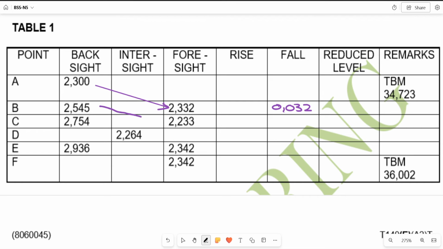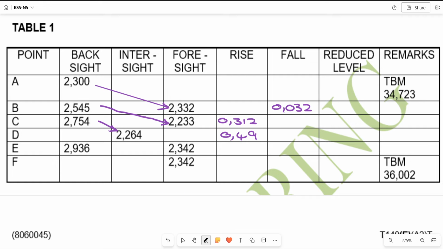And then what do we do? Do the next thing here. We do the same thing, right? We subtract 2.545 minus 2.233. We are going to get a positive answer, which is 0.312. So that is going to be a rise because it's positive. And then over here, very easy. We're going to say backside minus intermediate side. Simple, right? We're going to say 2.754 minus 2.264. And what are we going to get? Also a rise, which is 0.49.